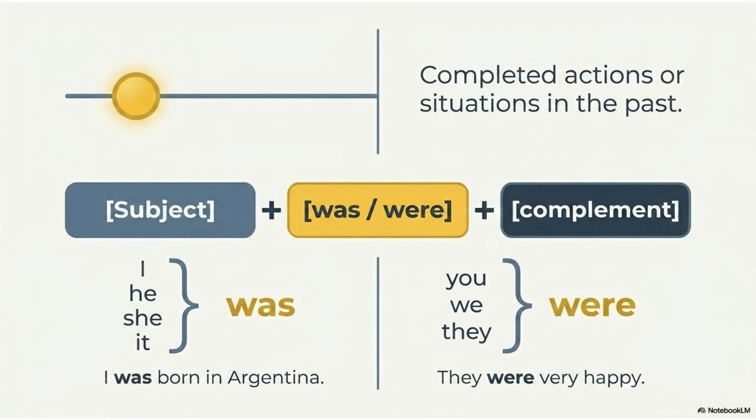So, we use the simple past for completed actions or situations in the past. That is the purpose of the simple past. So here we have the structure, which is subject, was or were, the past of the verb to be, and the complement, which is the extra information. We know that we use was for I, he, she, and it, and we use were for you, we, and they. For example, I was born in Argentina, or they were very happy, right? Past states.